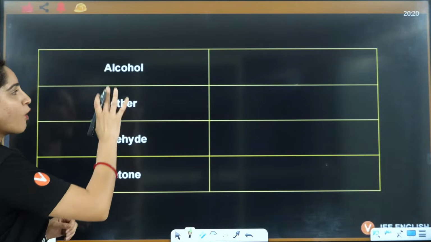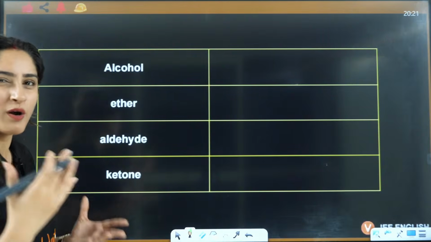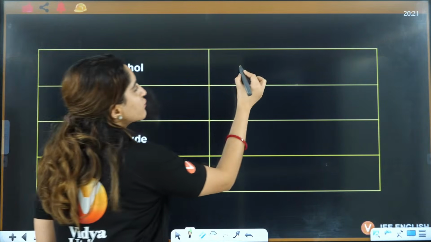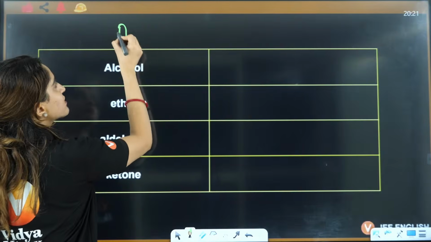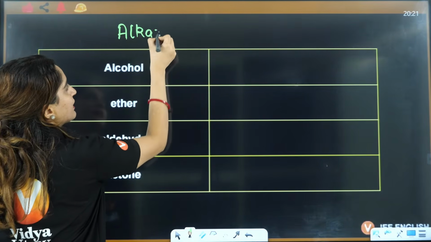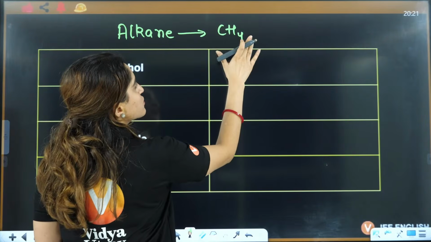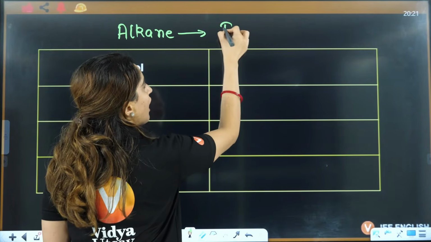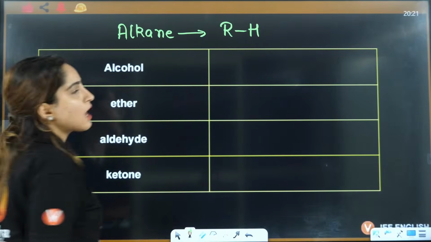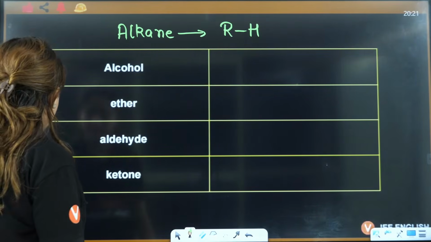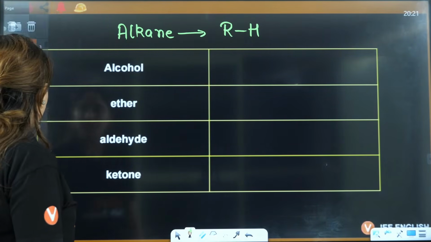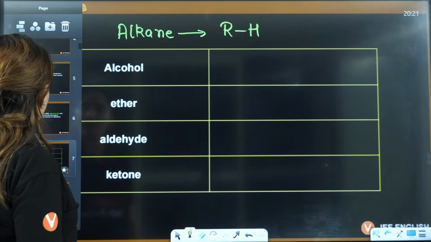If you talk about the functional group alcohol, what is alcohol? See, one thing first: what is alkane? Alkane is like CH4, right? So I'll just call it RH. What is R here? R is an alkyl chain. So I'm going to write here alkyl chain.